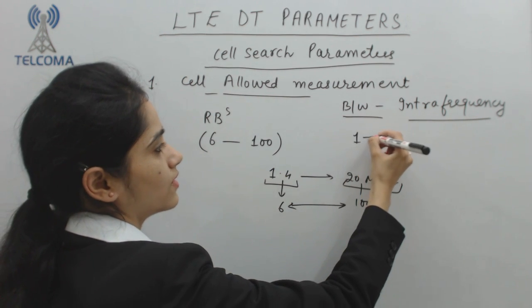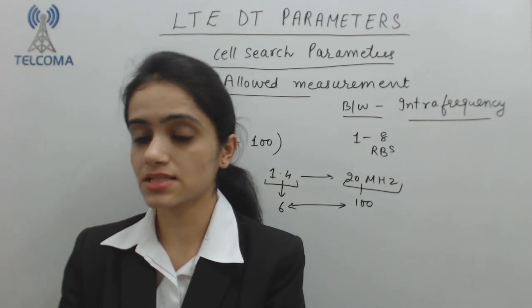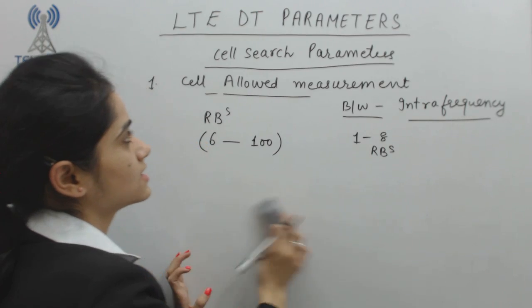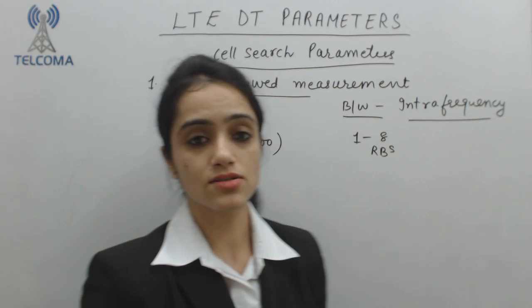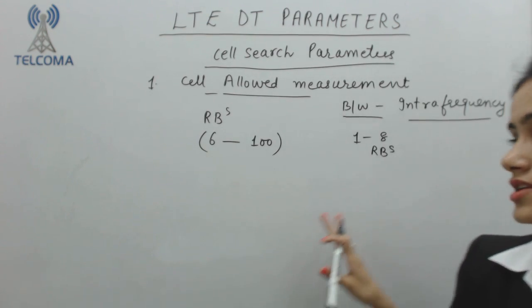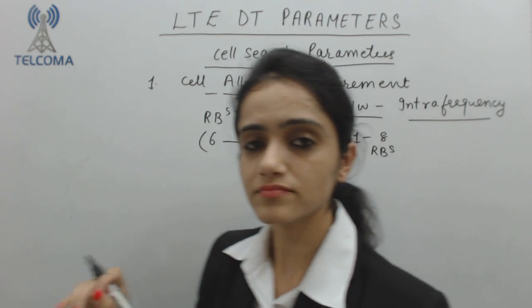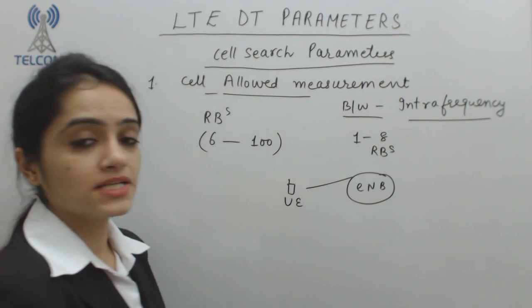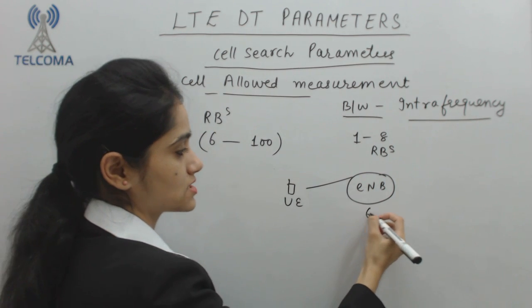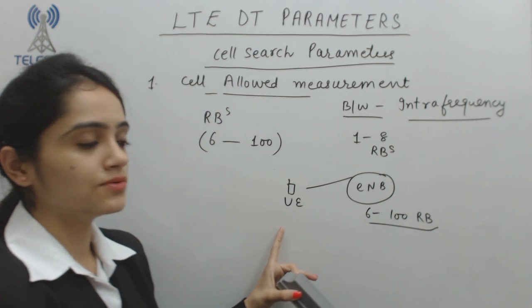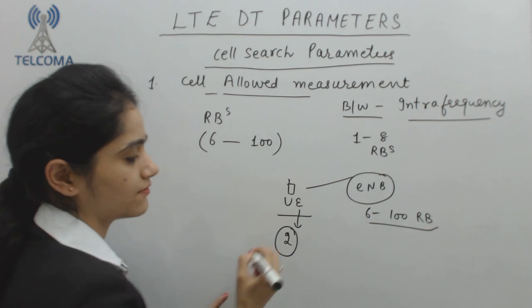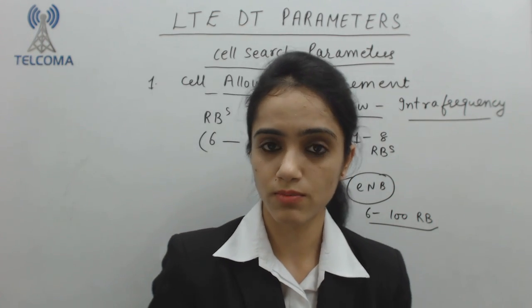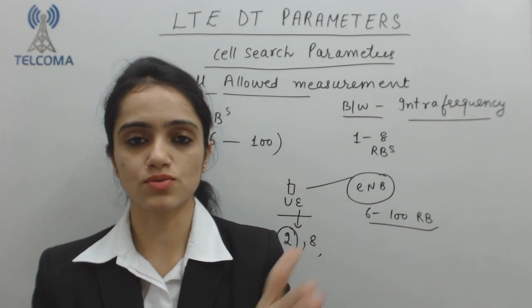So for cell allowed measurement bandwidth, which is intra-frequency, within the same frequency, the total number of resource blocks is from 6 to 100. On average, we can get 1 to 8 resource blocks per user, and this number totally depends on the bandwidth allocated to us. If a UE, or user equipment, is connected to the eNodeB, then as per the request and the allowed bandwidth, the eNodeB can allow 6 to 100 resource blocks. But how many the UE is getting tells me the average number: a UE may have 2 resource blocks or 8. It could range from 1 to 8 resource blocks per user. The more users in the cell, the more the resource blocks are divided.